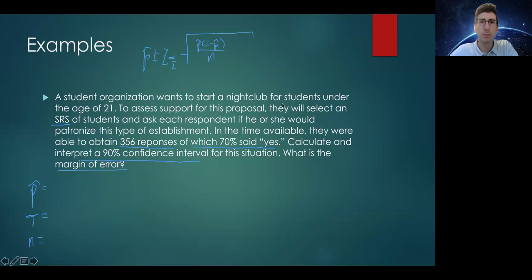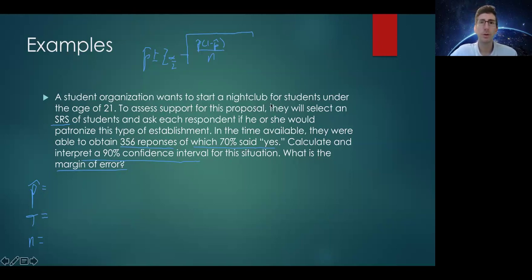So in this problem, this student organization wants to start a nightclub, and they ask each respondent if they would patronize or support this type of establishment. So that's a yes or a no. Maybe you have a third option of maybe, right? But I think the intent is that this is a yes or no option, right?